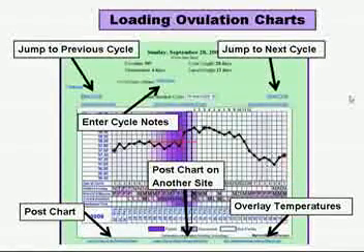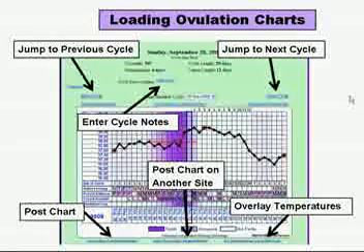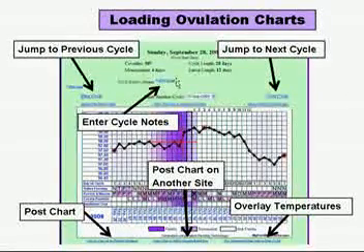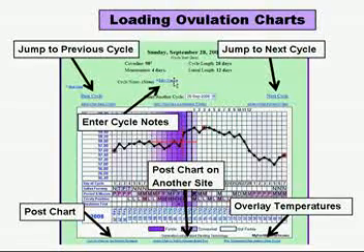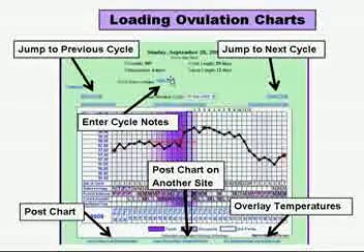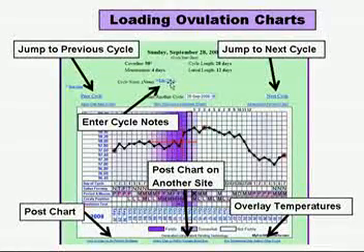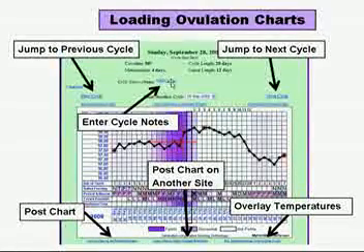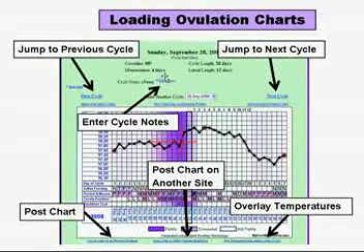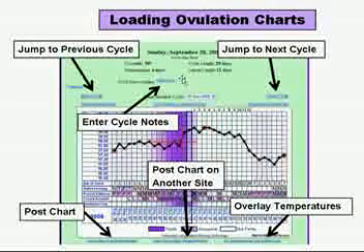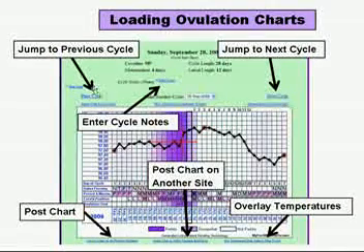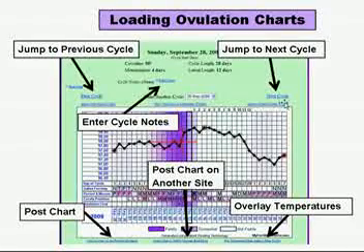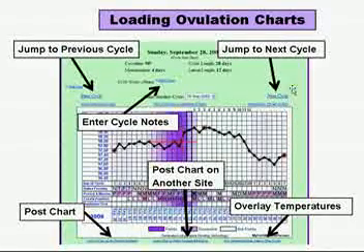There are many links in and around the ovulation chart itself which are of interest. First, you may be interested in recording cycle notes. Cycle notes are notes that are associated with the specific cycle. If you want to modify or add these notes, you can push the Edit Notes button above the chart to go ahead and enter them. There are also links to jump to the previous cycle or to the next cycle. These appear immediately above the chart itself.